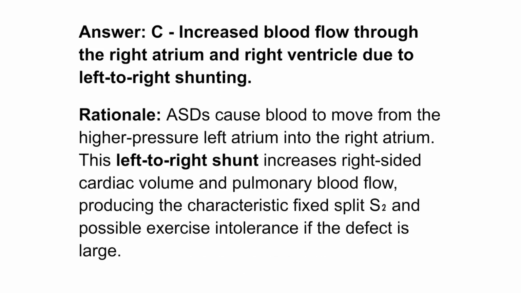Answer. C. Increased blood flow through the right atrium and right ventricle due to left-to-right shunting. Rationale. ASDs cause blood to move from the higher pressure left atrium into the right atrium. This left-to-right shunt increases right-sided cardiac volume and pulmonary blood flow, producing the characteristic fixed split S2 and possible exercise intolerance if the defect is large.